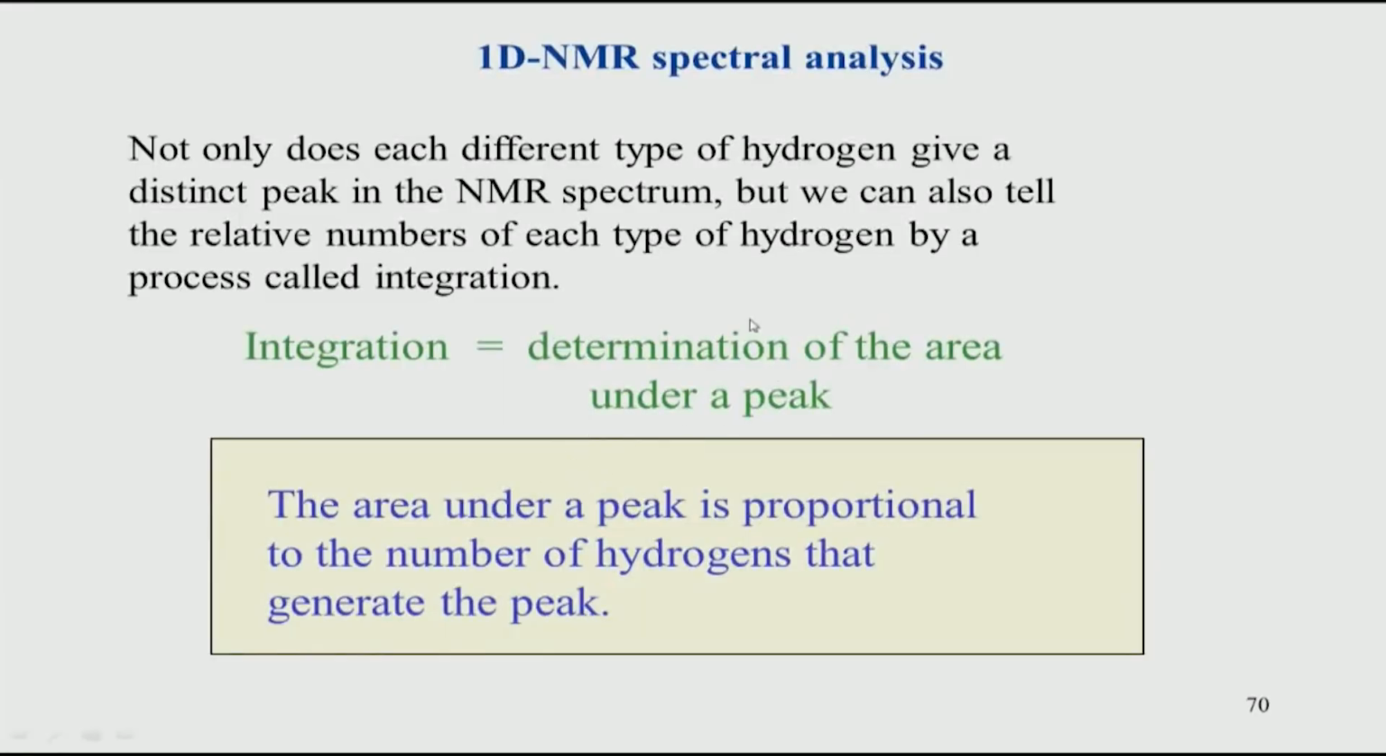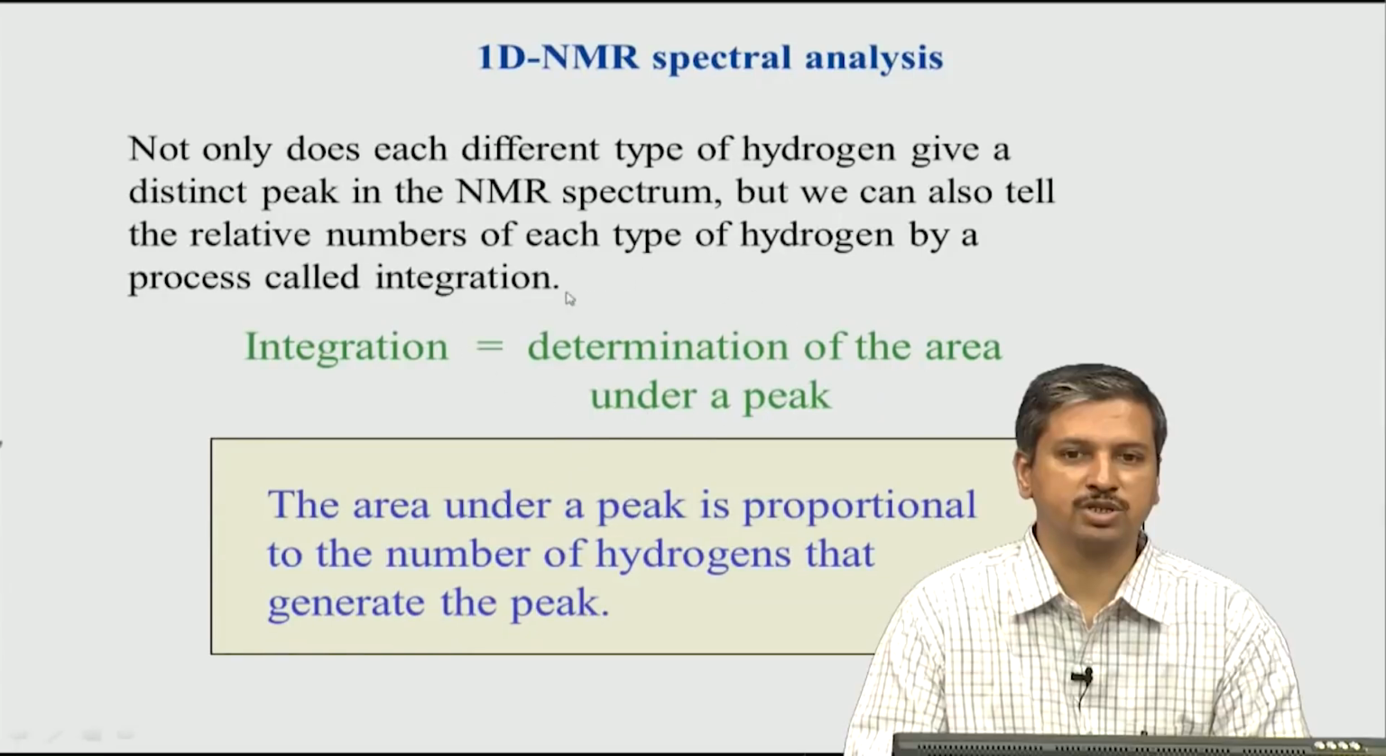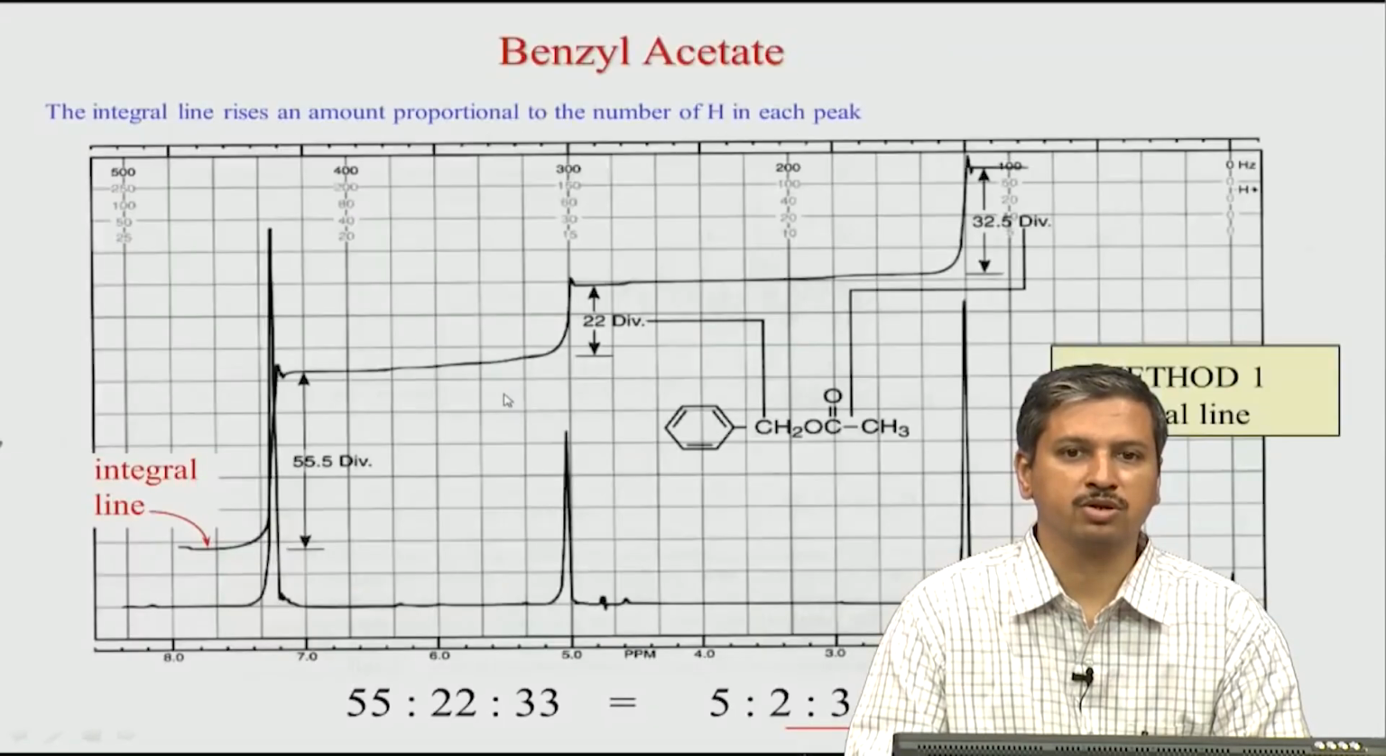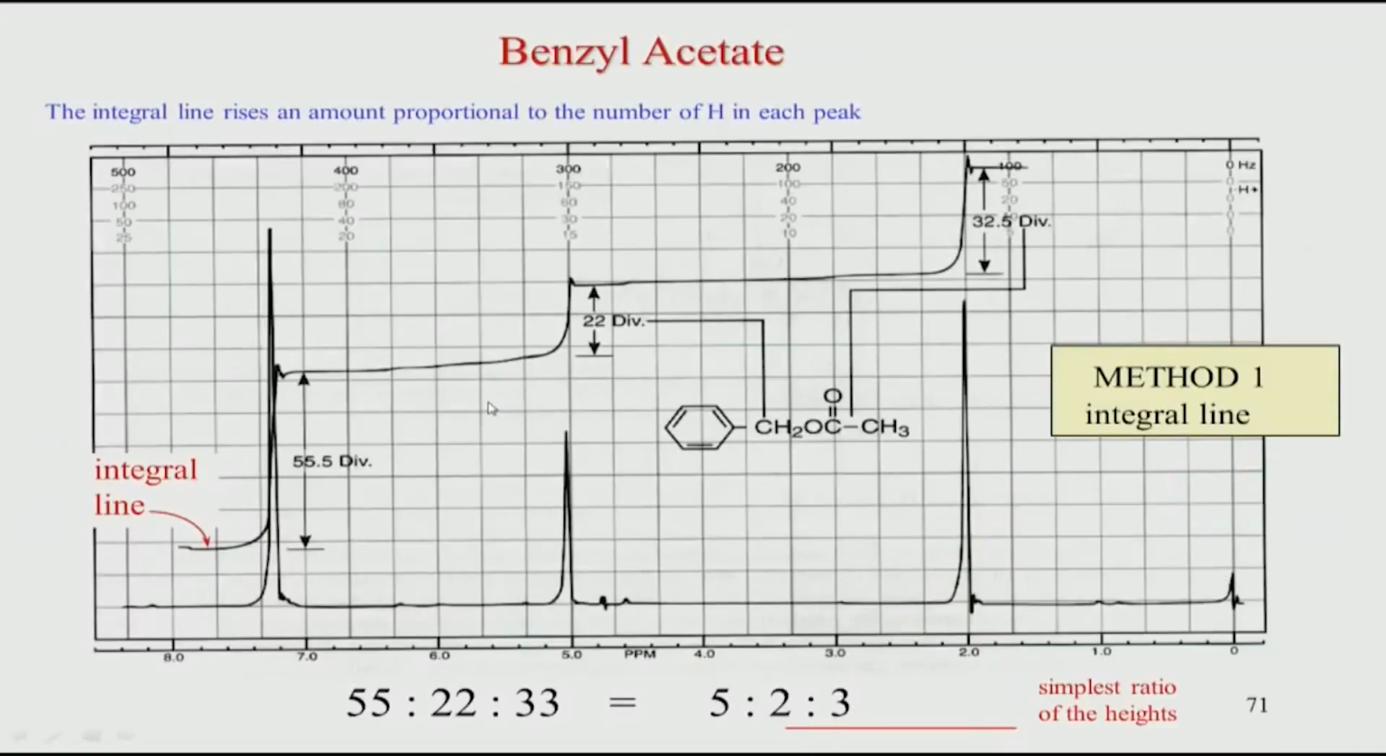So, the second point in an NMR spectrum which we saw is the area of the peak. That is what is shown here, the area determines the number of protons. So, the area under a peak is proportional to the number of hydrogens that generate the peak. This is what is called integration. So, we integrate a peak to determine the area under the peak.